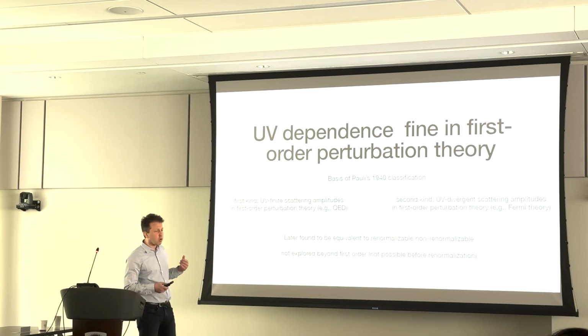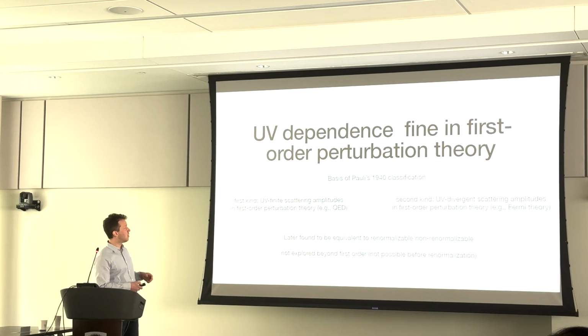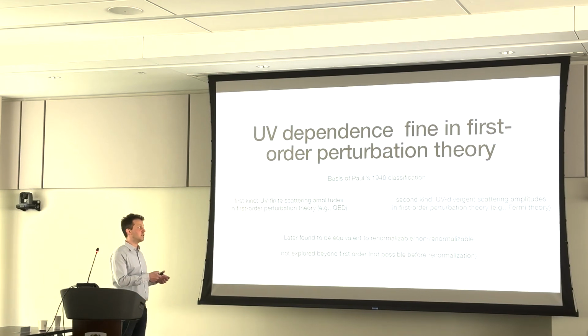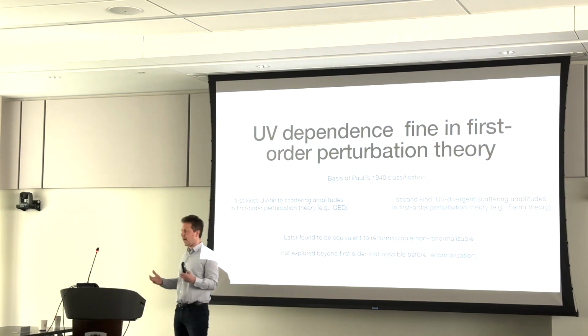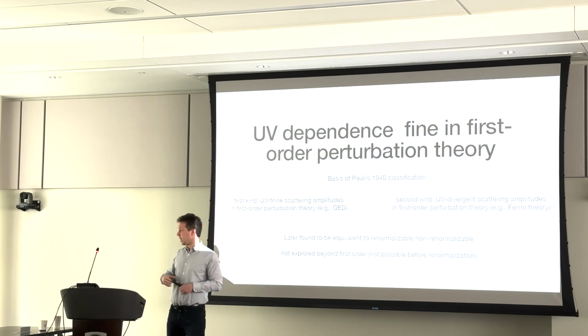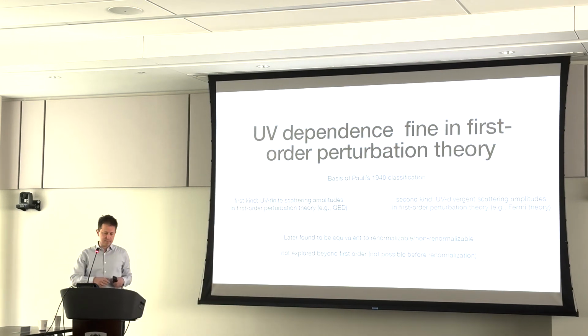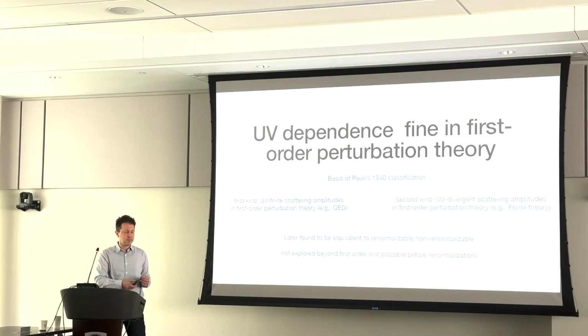Indeed, in 1940, Wolfgang Pauli made a classification of quantum field theories. On the one hand, there were those that have an ultraviolet finite scattering amplitude in first order perturbation theory, such as QED. And those are the second kind that have UV divergent scattering amplitudes already in first order in perturbation theory. An example of that is Fermi's theory of the beta decay, where the effective coupling constant, which is the momentum divided by what we would now call the mass of the W boson, basically rises above all limits for high energies. So there was a distinction. QED was on the good side of the UV behavior here.